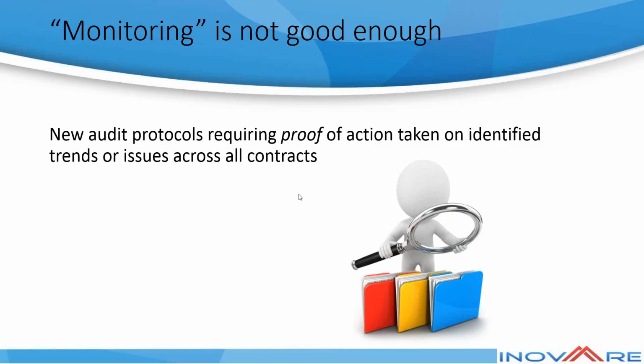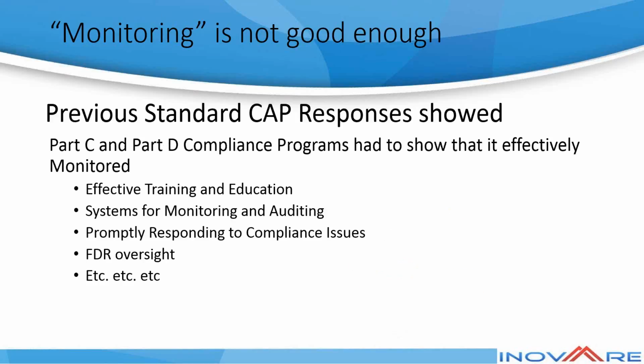What we needed to do to provide a good corrective action is to show effective training and education, that we had a plan in place and that the staff was trained and educated in the process. Systems for monitoring and auditing are in place. We're able to identify the different issues, go through them, properly log the call, and so forth. Promptly responding to compliance issues, the timeliness was there. If we did identify something, we self-reported. The FDR oversight, et cetera, et cetera.